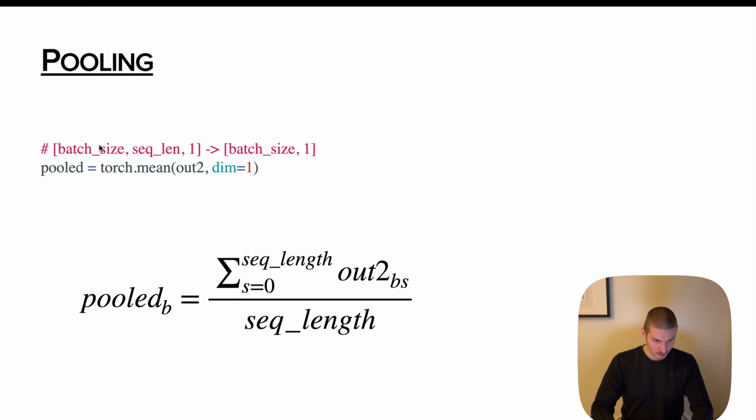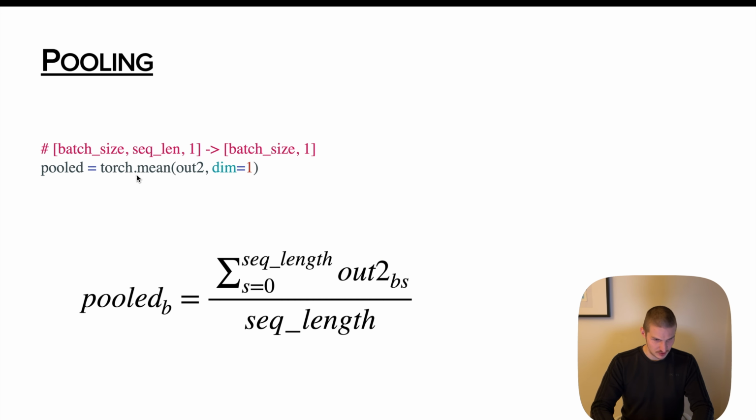Now let's do the same for pooling. So pooling just collapses this sequence length dimension. It doesn't have any trainable parameters. So it's just a torch.mean call. So out2 is a tensor from the previous slide, which has indices of b and s.